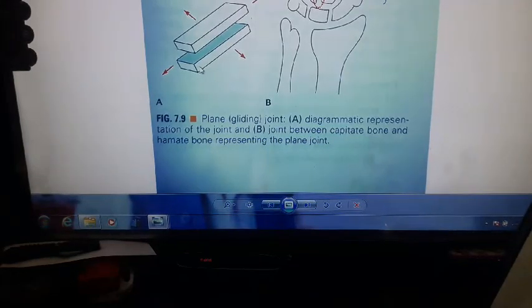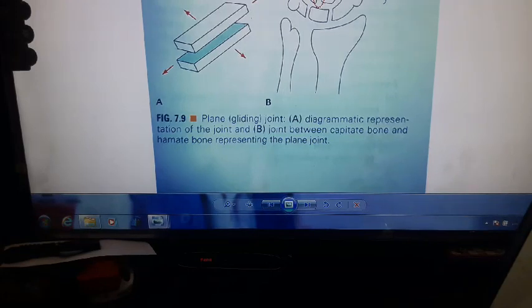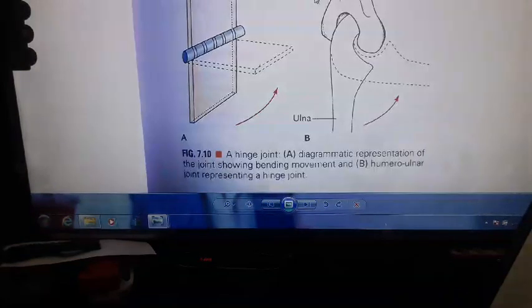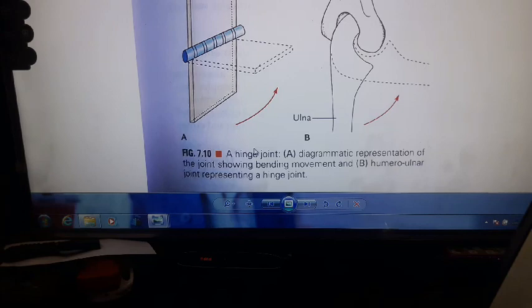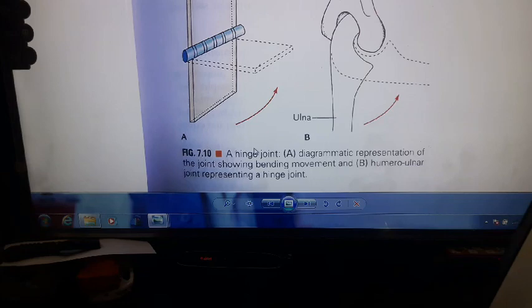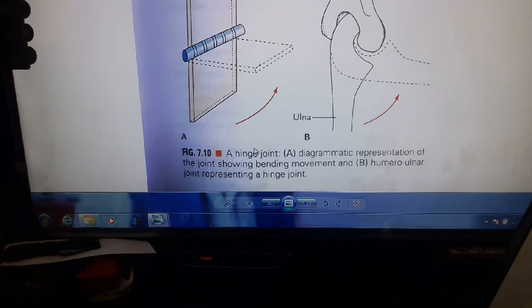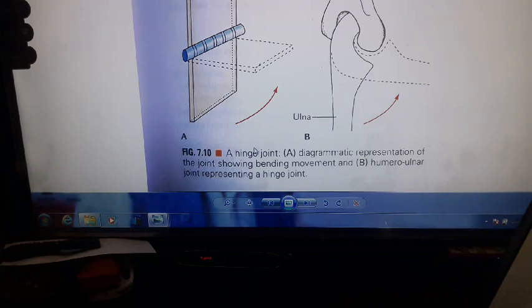See here, this one is a plane type of joint. In between the carpals, we have plane type. Then the hinge type involves only one axis. That's why we call this type uniaxial type. The uniaxial type is again classified into two, hinge type and pivot type. Uniaxial means there is only one axis.